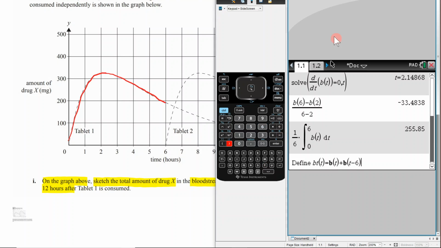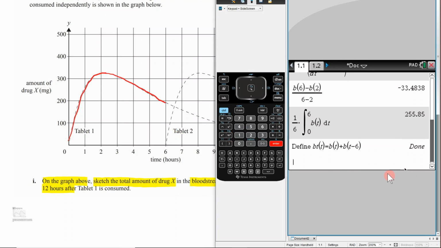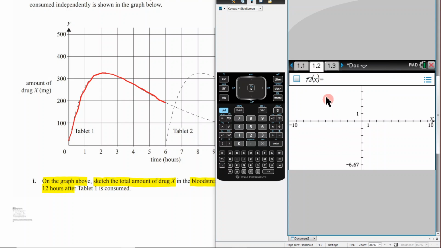So that is the second wave. Just the same thing, just shifted 6 to the right. And when I do that, I'm going to get that. Now that I've done that, let's just graph this so we know what we're looking at here. I always find graphing things to be useful.